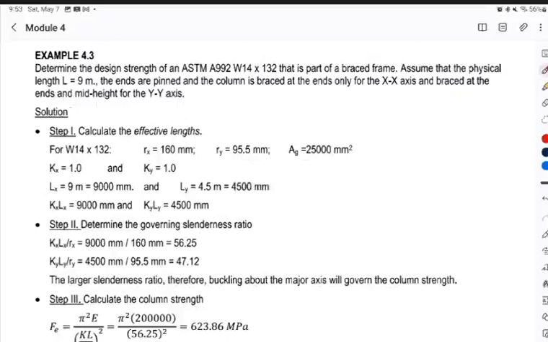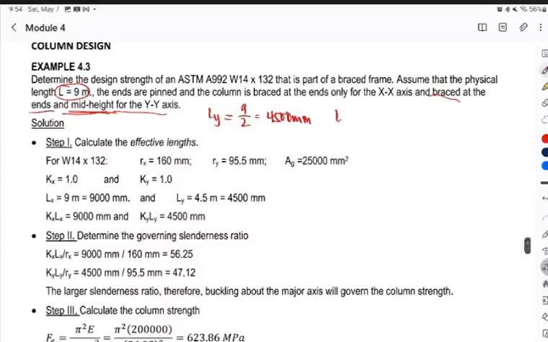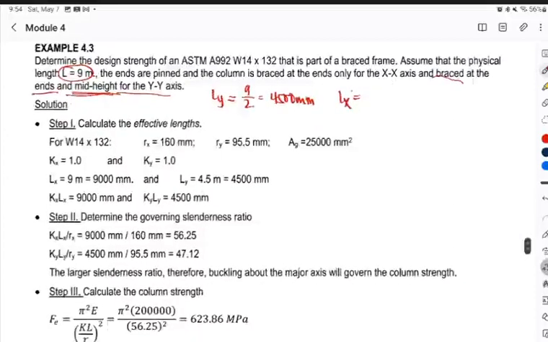Okay, so ito yun, may bracing class doon sa y-axis na. So that the L sub y, diba, since may bracing doon sa mid-height, may mahahati na instead of the length of 9 meters, it will be 9 divided by 2 or 4,500 mm na. Whilst for L sub x, the length along the x or the major axis, it is braced at the ends only. Ibig sabihin, it will be 9,000 yung buong length. Ganyan siya.